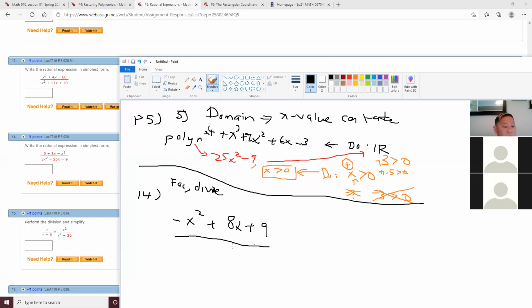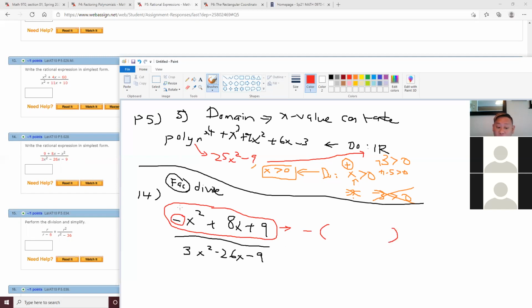And then the bottom one is 3x squared minus 26x minus 9. So now you need to factor it. So remember last time, you had to factor twice, one for the top and one for the bottom. I remember last time that if you have a negative in front, like question 28 that we did just now, you have to factor the negative out.